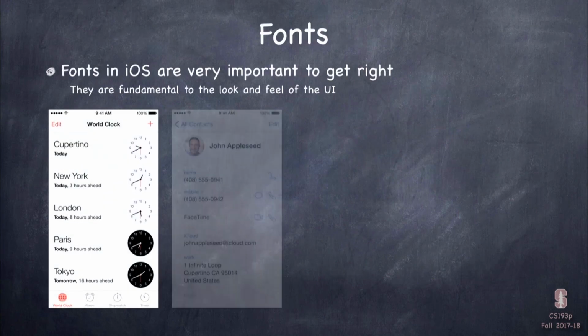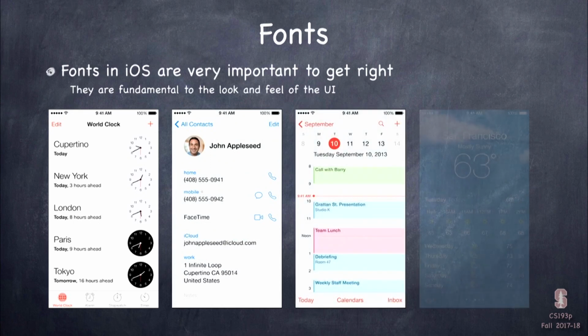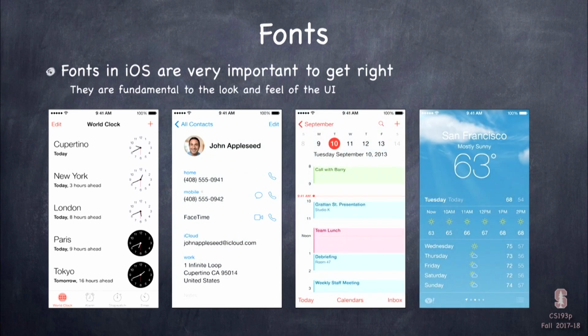All right, fonts. Fonts are incredibly important in iOS. I cannot overstate how important fonts are to the look and feel of iOS. These are, I think, iOS 10 screenshots, and iOS 11 things have changed slightly, but not too much. But even in these screenshots, you can see how important fonts are. They really make a difference to how your UI looks, okay? So you have to pick the right font. So how do we pick fonts?